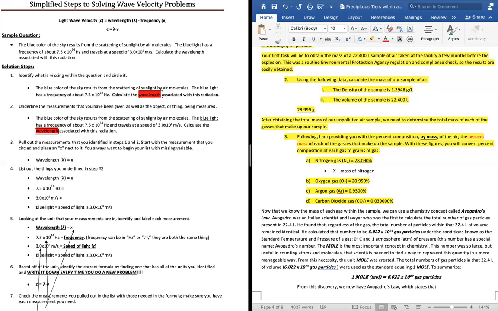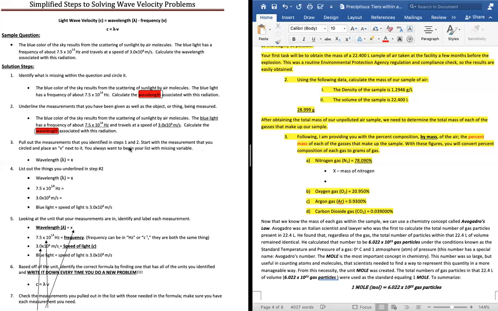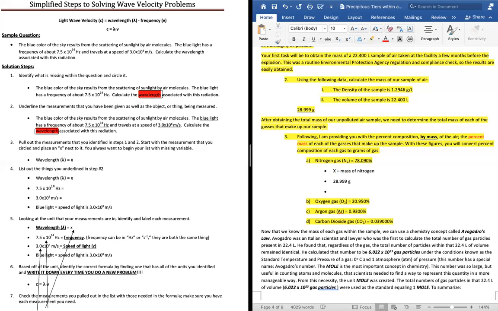Step number 4, again, at this point, hopefully you've seen that every single time I do a math question, I'm just following the same steps every time. It doesn't matter what the question is. The steps never change. So step 4 then is to list out the things you underlined. So again, all I have to do is find what I underlined. If I underlined it, I'm writing it down here. I'm not trying to guess what it is. I'm not thinking about anything. I underlined it, I'm writing it down.